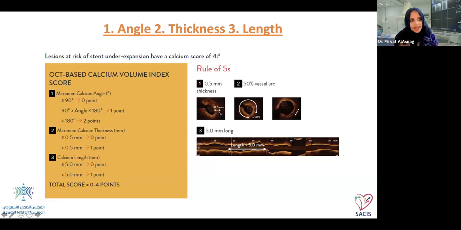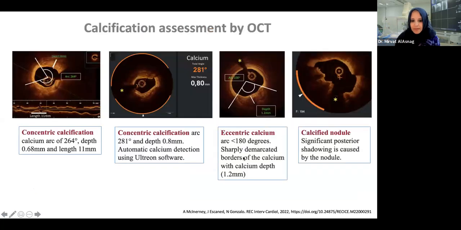So you don't want to say that it's a very short segment. If it's long, your plan may be different in terms of atherectomy. Looking at this particular example, the calcium arc is about 264 degrees. The depth is 0.6 to almost 0.7. And the length, when you look at the longitudinal view, is about 11 millimeters.